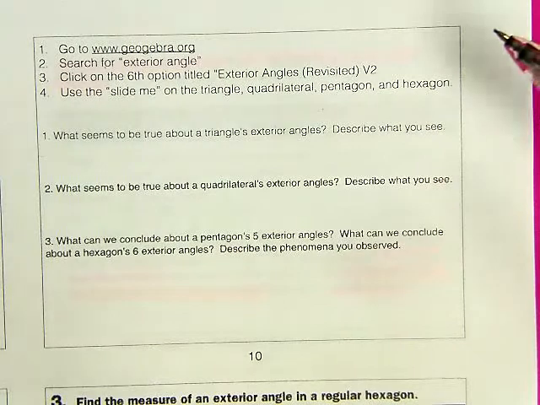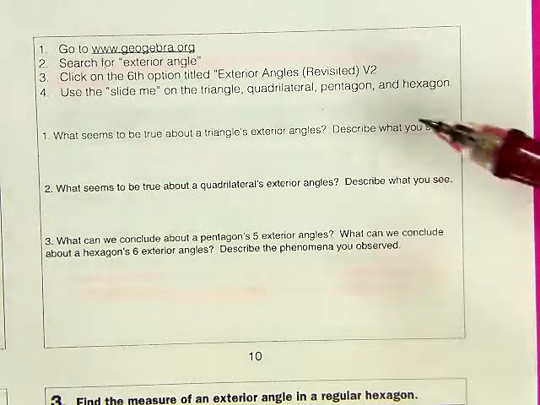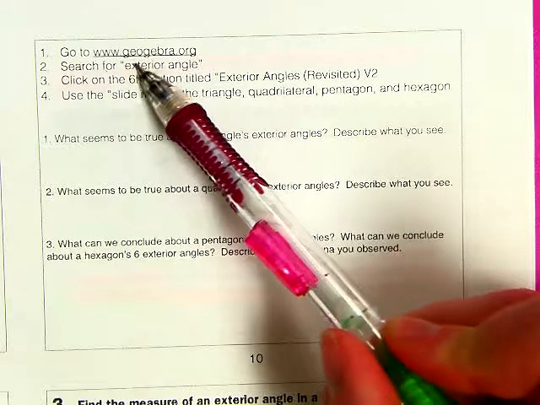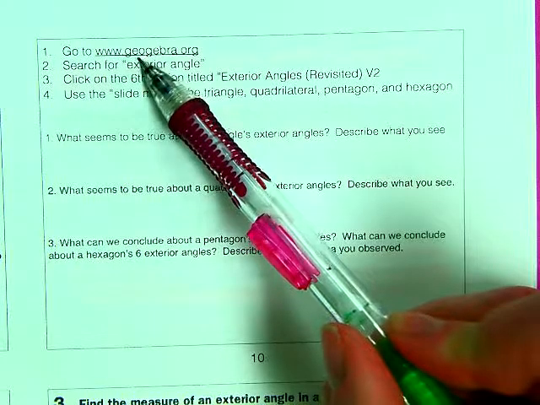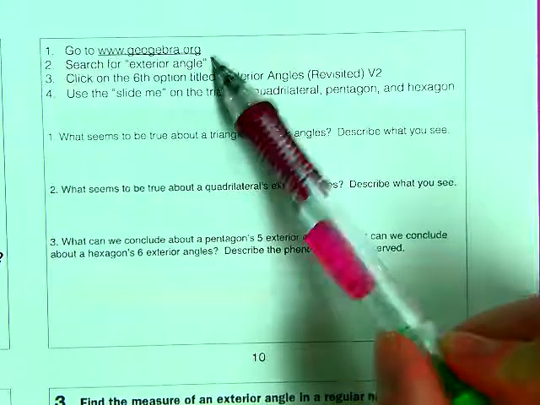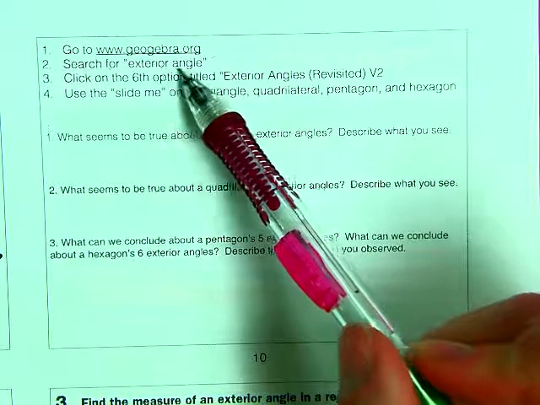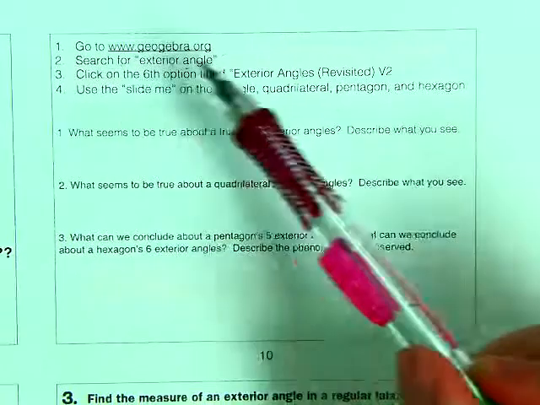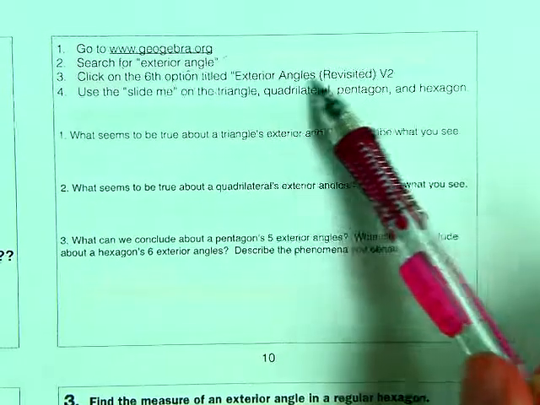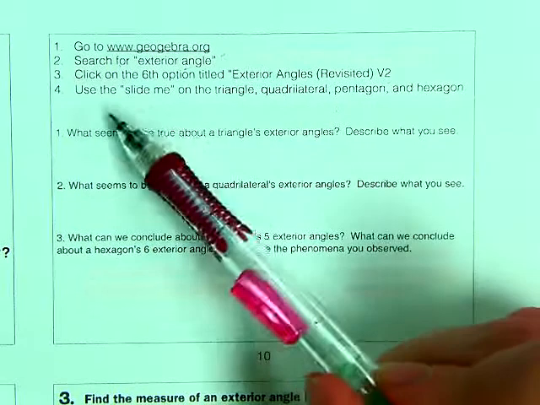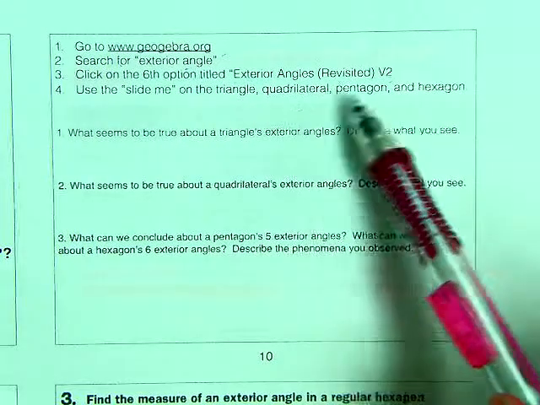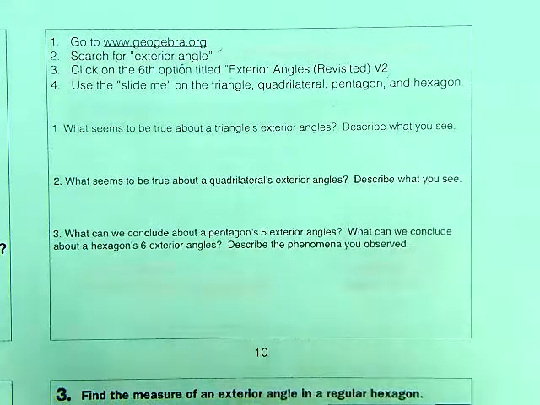Okay. So what I would like you to do, after you watch this video, or even right now, please go to GeoGebra.org. Search in the top, I think it's the left side, exterior angle. The 6th option, or the one that's titled Exterior Angles Revisited V2. Use the slider on the triangle, quadrilateral, pentagon, and hexagon. So you'll see the angles are highlighted, and then when you slide that bar, you should see all the angles come together.